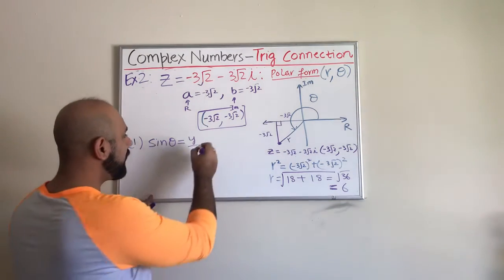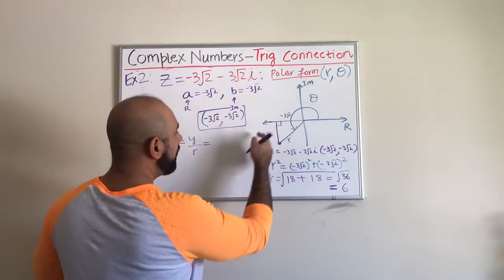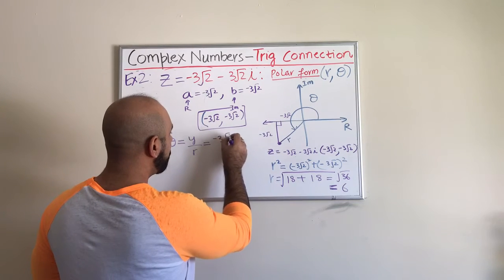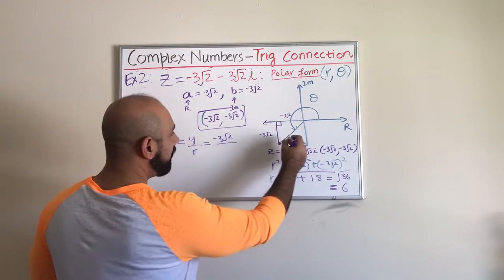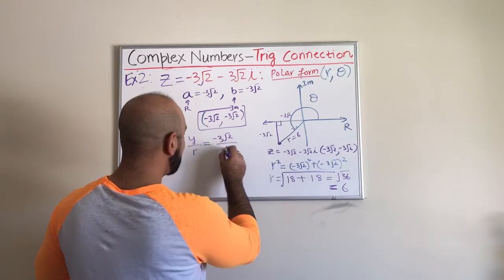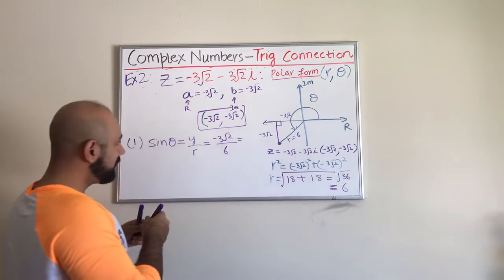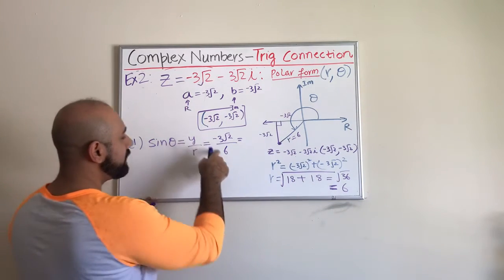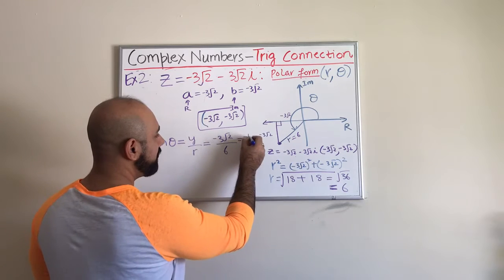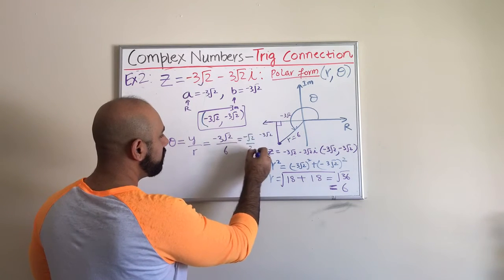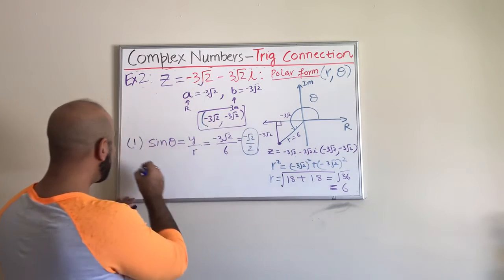So y over r, guys, here we already have the y value, which is -3 radical 2. And you got to divide by r, which we already found out to be 6. So we simplify this and let us see what we get. -3 and 6 will simplify to just -2 radical 2 over 2. So that is the value for the sine theta.